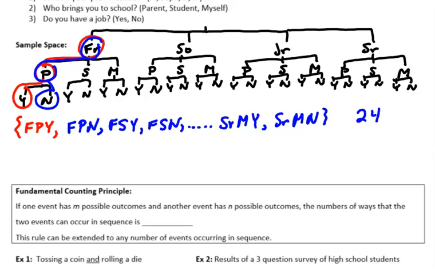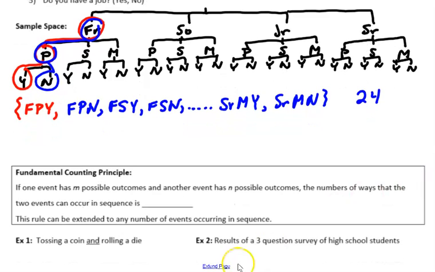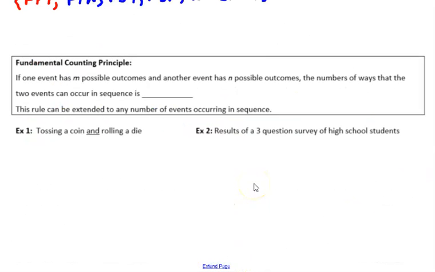And it turns out there is a shortcut to this process, and it's called the fundamental counting principle. The fundamental counting principle says that if one event has m possible outcomes and another event has n possible outcomes, then the number of ways that the events can occur in sequence, one after the other, is just m times n. You just multiply their number of outcomes to get the total number of outcomes. And you can extend this rule to any number of events. You can have multiple events happening one after the other.